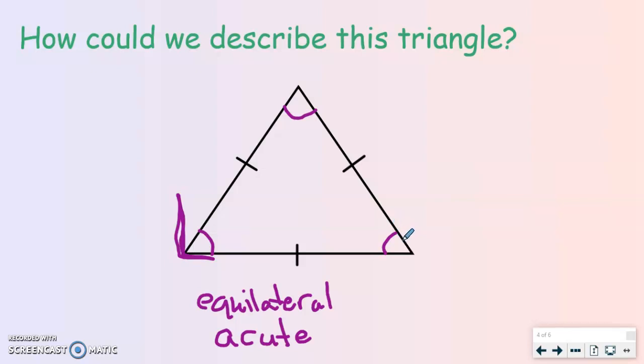And I'll give you guys a little hint. Every equilateral triangle is going to be acute because in order for the sides to all be the same length, the angles all have to be the same size. And so that means that they'll always be acute angles. They have to, in order to have the same size. So all equilateral triangles are also acute.